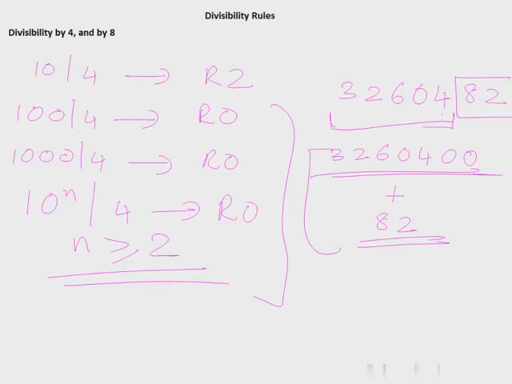So I just look at the tens and the units place of the number and check if it's divisible by 4. This gives a remainder of 2. So it's not divisible by 4. Same thing for divisibility by 8. I need to find out the first power of 10 that is divisible by 8. Well, 100 is not divisible by 8. The remainder is 4. But 1000 is divisible by 8. The remainder is 0, the quotient being 125.